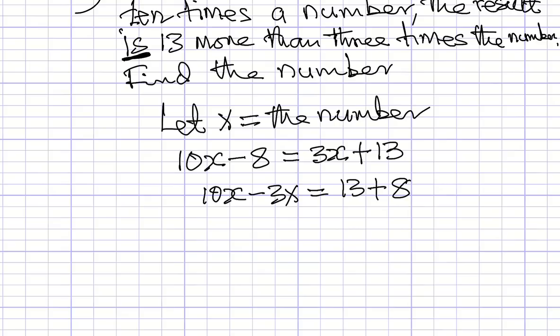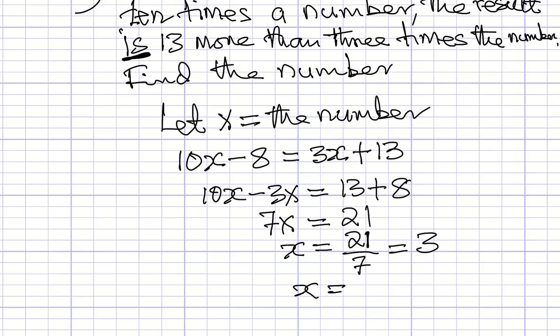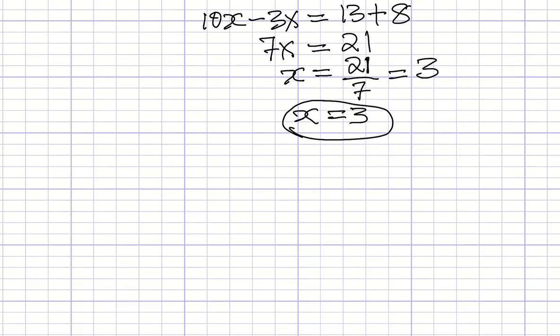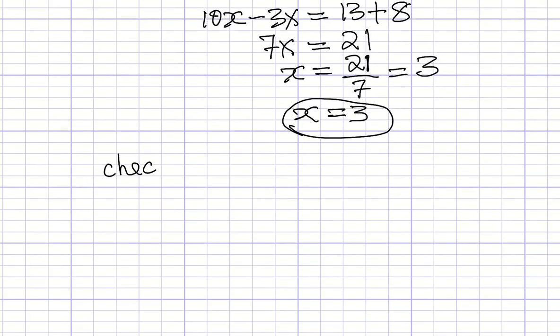10x minus 3x will give you 7x, okay? And on the right hand side, 13 plus 8 will give you 21. Then you get rid of 7 on the left by division. You say x is equal to 21 over 7, which gives you 3. So we got x equals 3. That's what we got, but we'll have to check it to make sure we're correct. Okay, check x equals 3 as the solution.